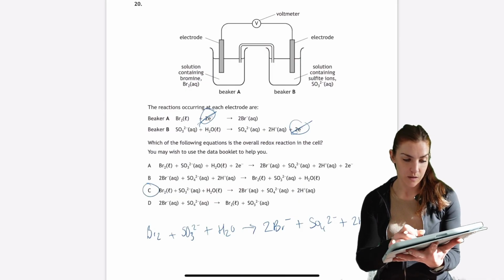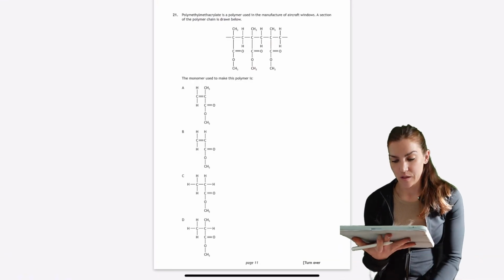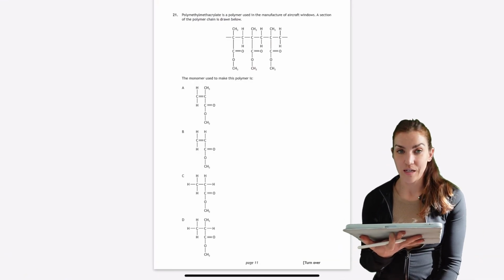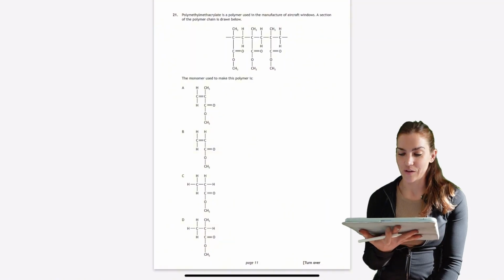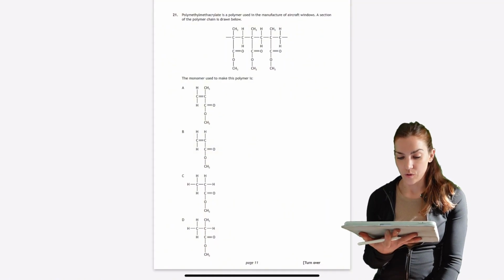So that would be our answer there. Question 21, polymethyl methacrylate is a polymer used in the manufacture of craft windows. A section of the polymer chain is drawn below. The monomer used to make this polymer is.